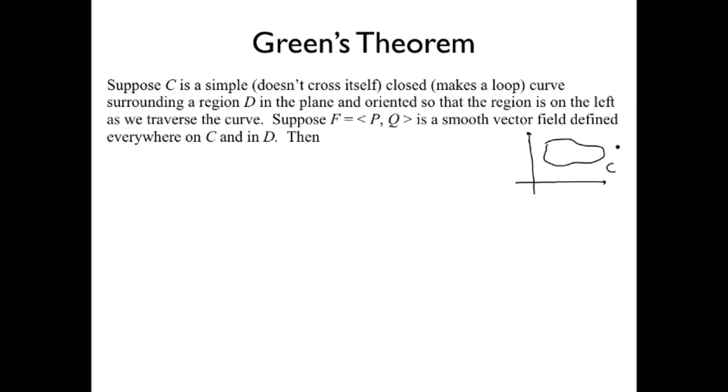So here's a simple closed curve. It doesn't cross itself. It makes a loop. And we want that oriented. I mean, there's two ways to go, right? We can go clockwise or counterclockwise.